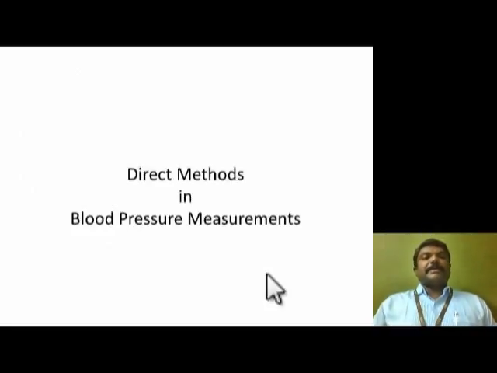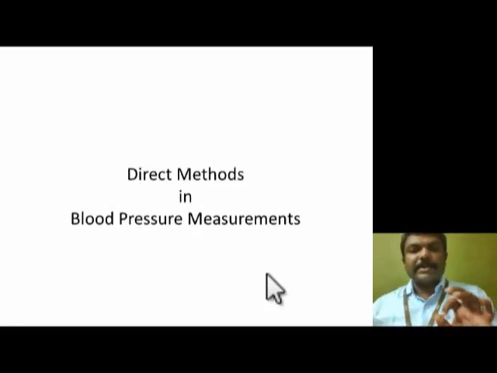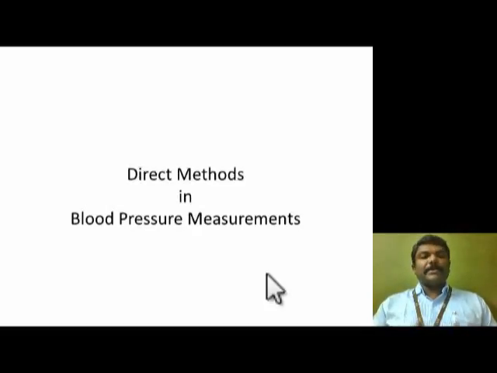Next is the direct method in blood pressure measurement. As I told you in the beginning, this is a highly accurate method, but it cannot be performed in normal day-to-day activity. It needs to be performed by a supervised practitioner. It's a procedure where a catheter is inserted inside the body. A catheter is a capillary tube which will be inserted inside the body.